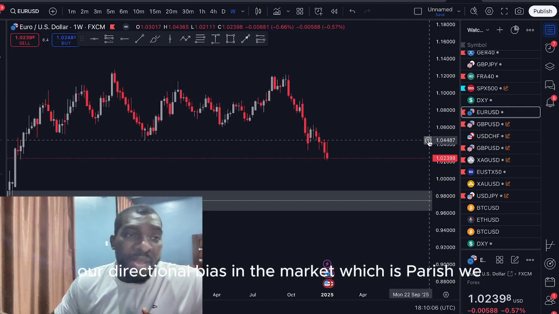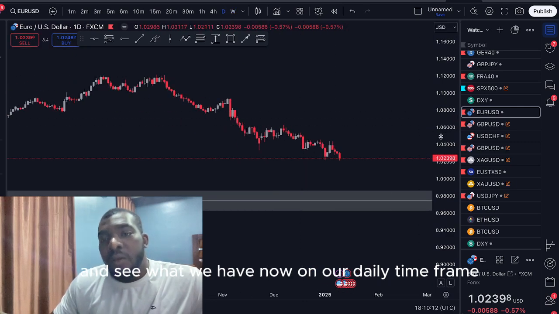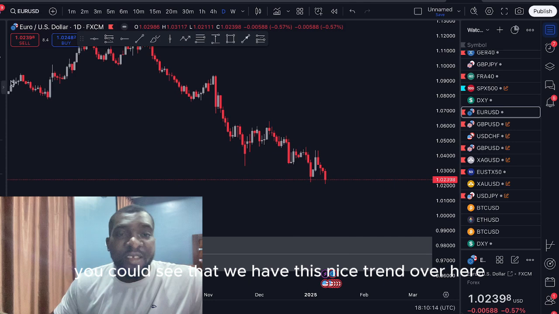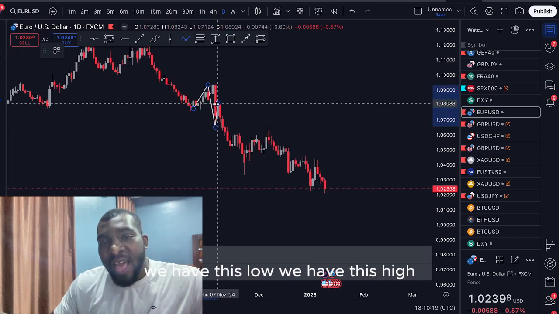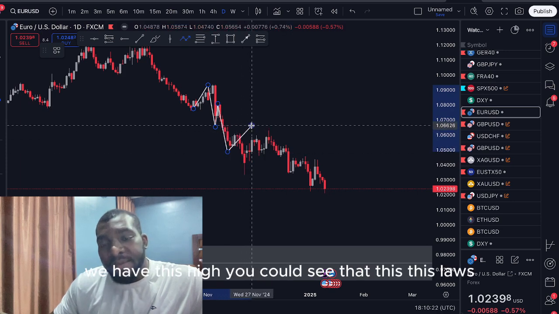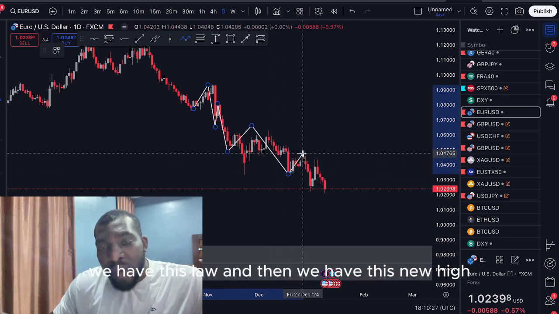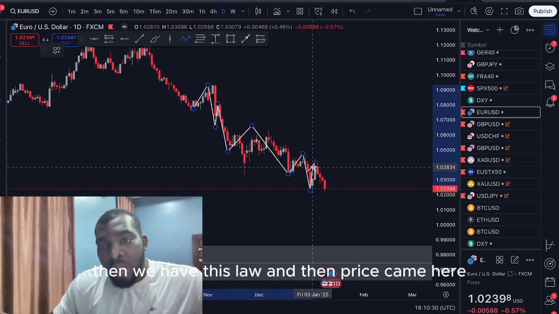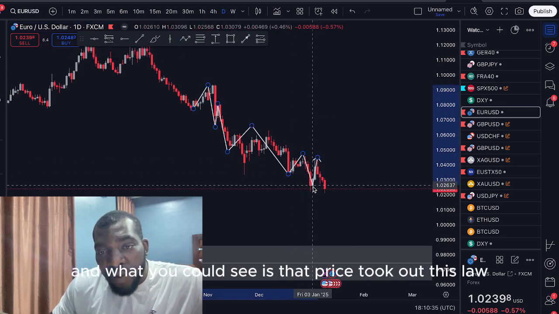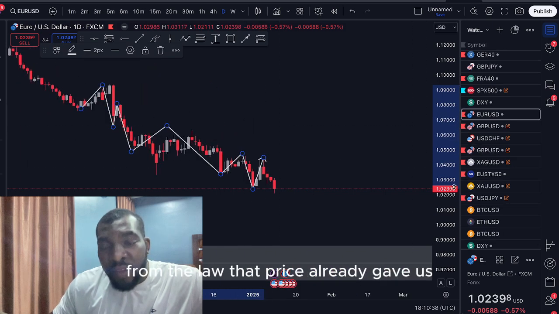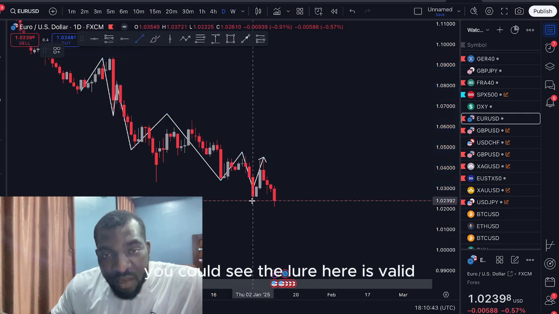Since we already have our directional bias in the market, which is bearish, we should go now to our daily time frame and see what we have. Now, on our daily time frame, you could see that we have this nice trend over here. We have a high over here, we have this low, we have this high, we have this low, we have this high. Then we have this new high, then we have this low, and then price came here, and what you could see is that price took out this low over here. I keep telling you guys, since it's a daily time frame, the low that price already gave us, which is down here, is valid.